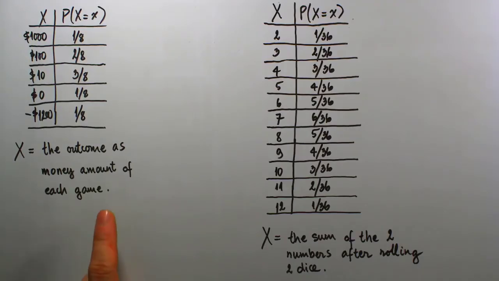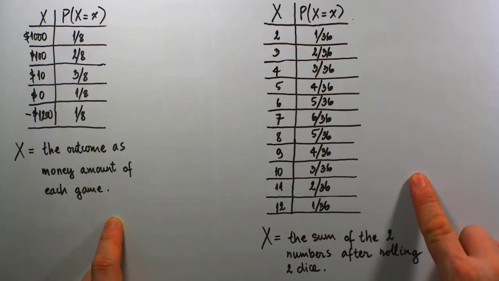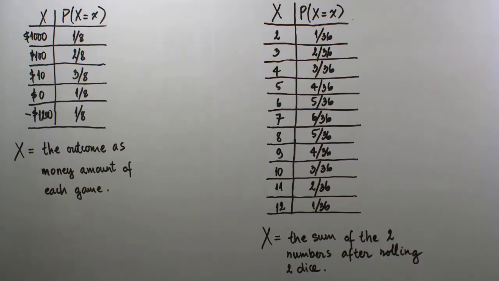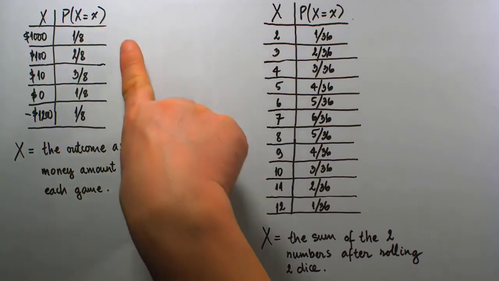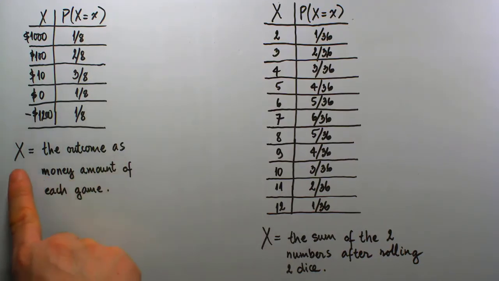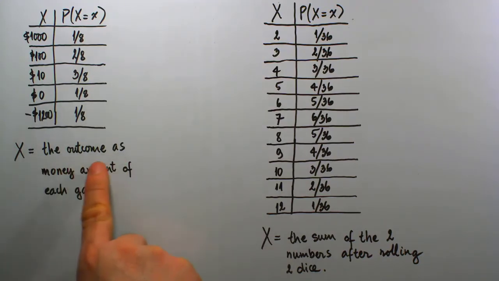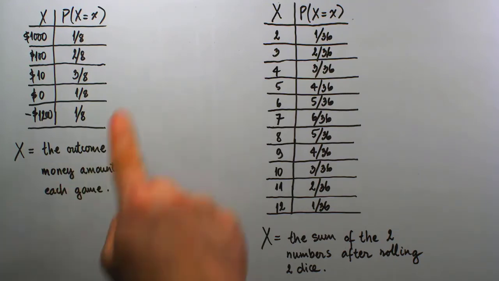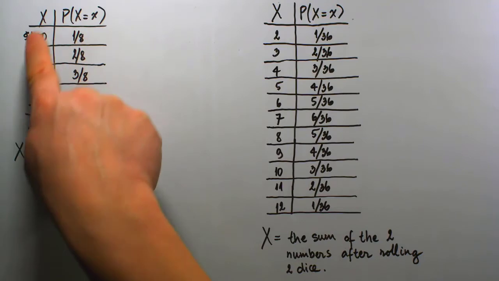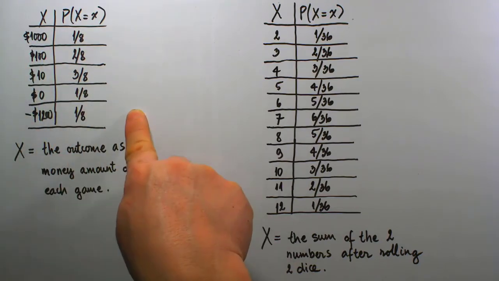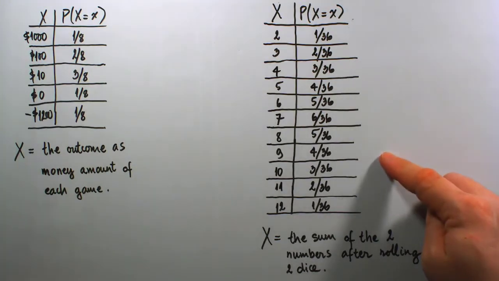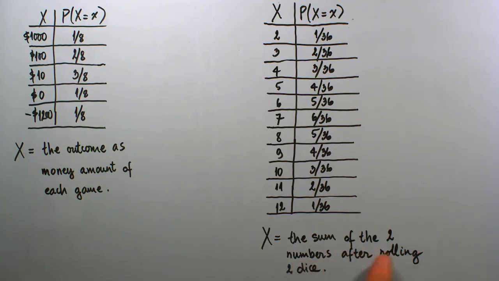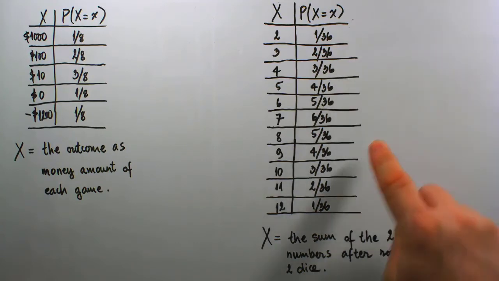And so now, if we look back one more time at the two examples we have investigated throughout this discussion. On the left hand side here, I have written down the probability distribution of the example where the random variable x represented the outcome as the money amount of each game. So this was the probability distribution for the Wheel of Fortune example. And this on the right hand side is the probability distribution where x represents the sum of the two numbers after rolling two dice.